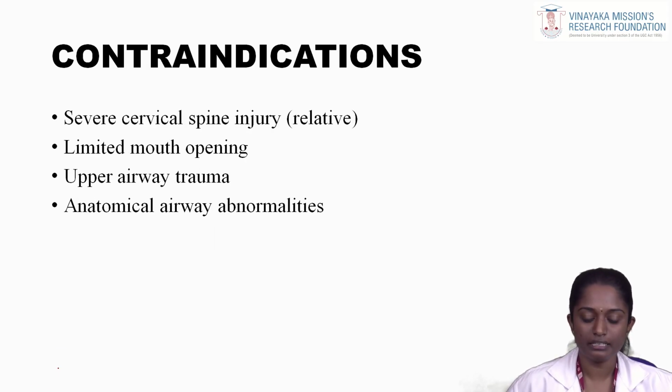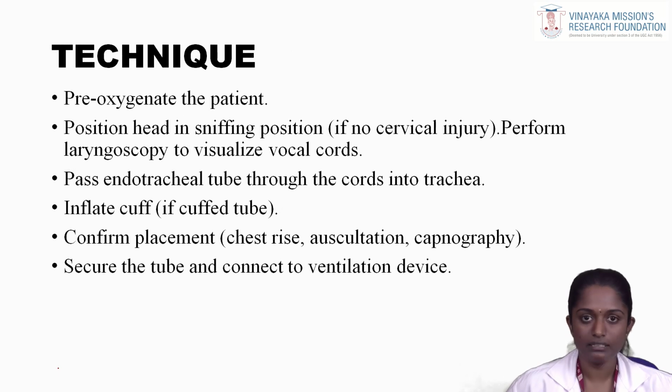Now contraindications, where we must not use this ET tube: severe cervical spine injury, limited mouth opening, upper airway trauma, anatomical airway abnormalities. Then technique of ET tube. Before we insert the ET tube, give pre-oxygenation to the patient. We have to pre-oxygenate the patient using a face mask and a Bain circuit. We have to give pre-oxygenation for 3 minutes.